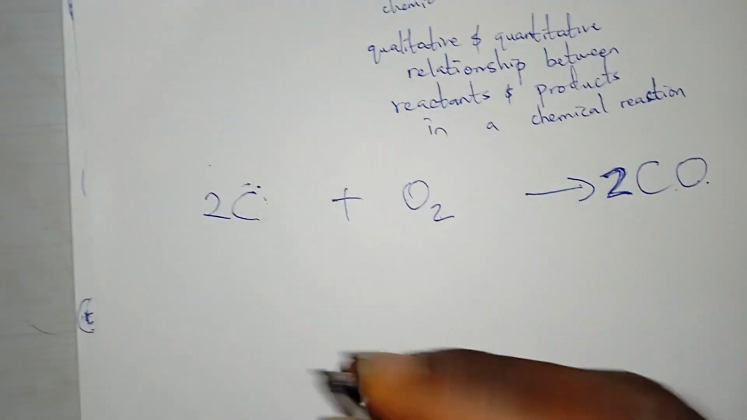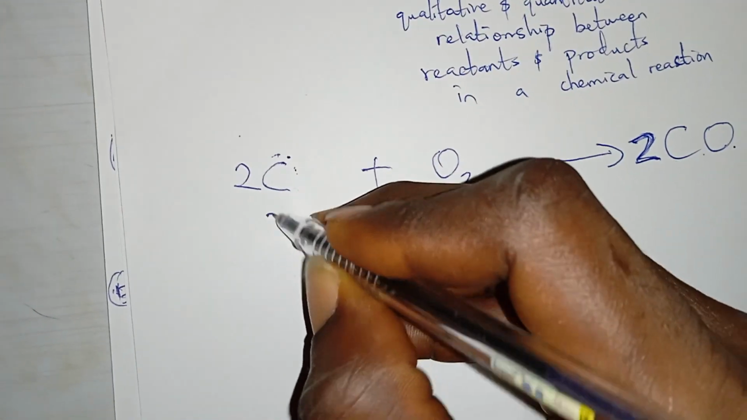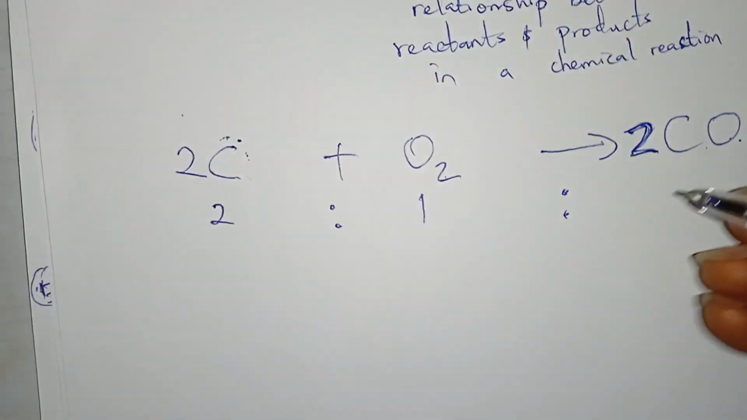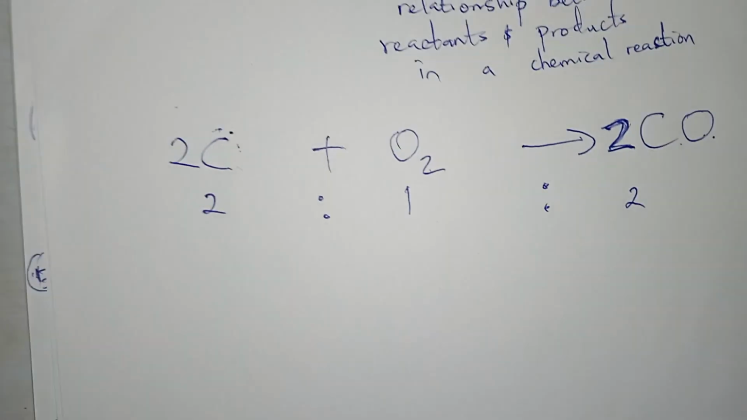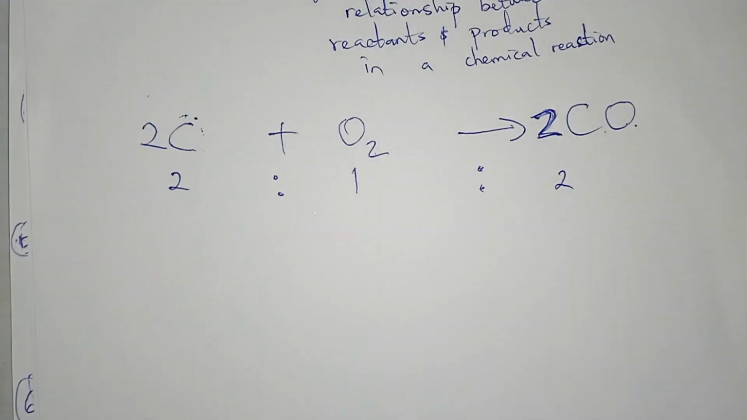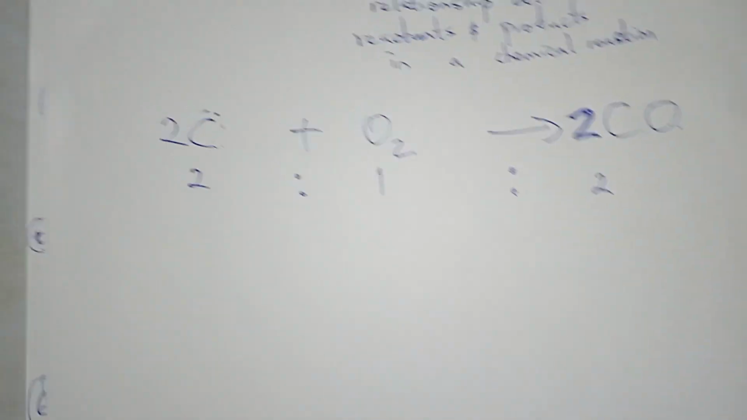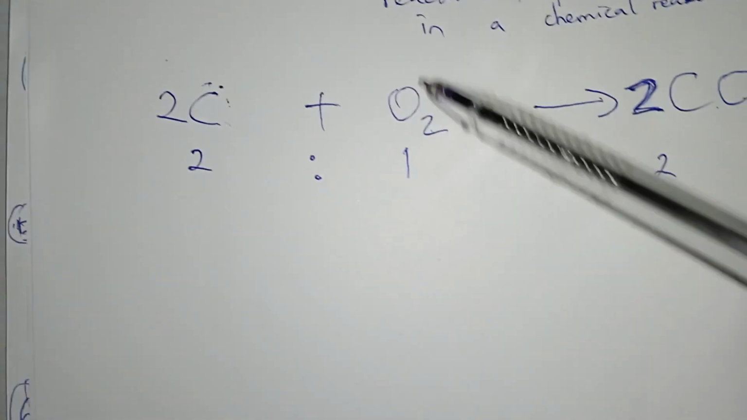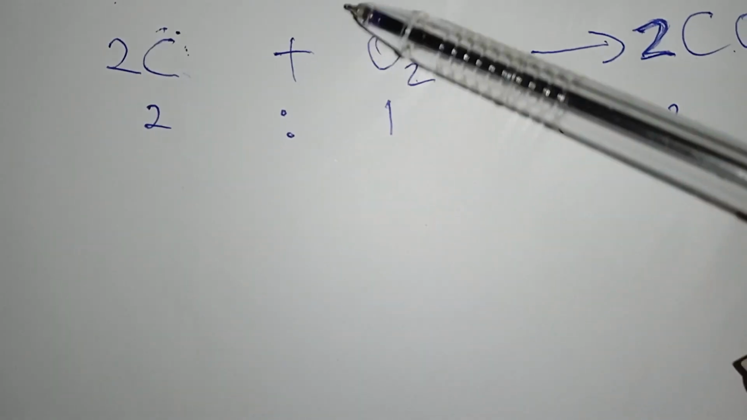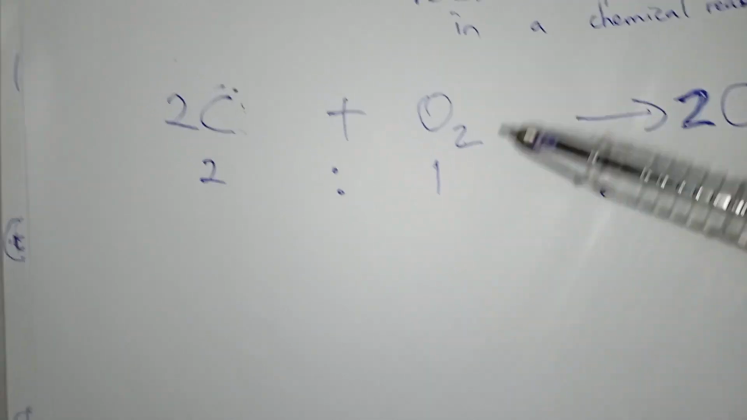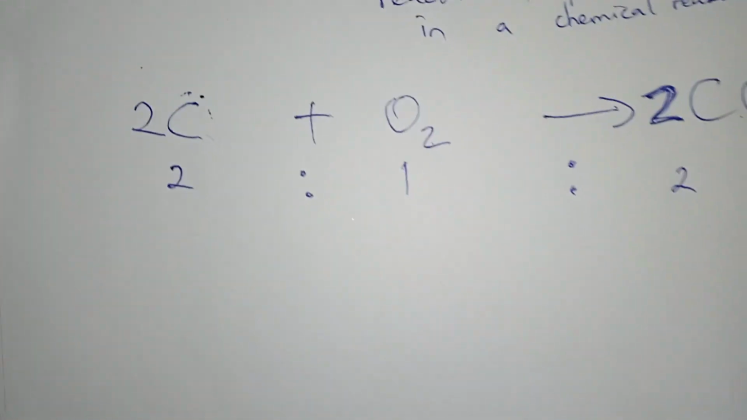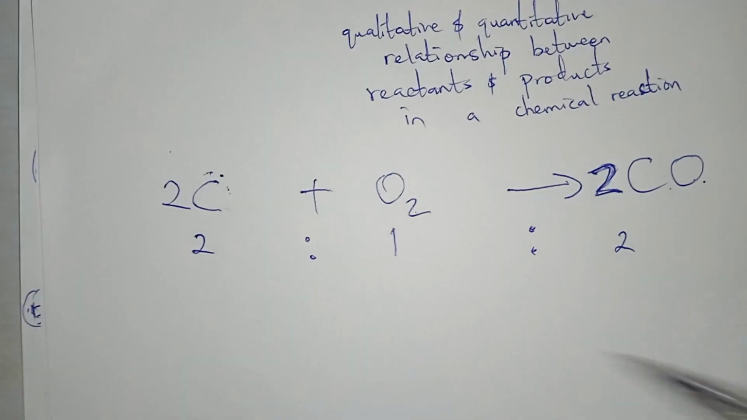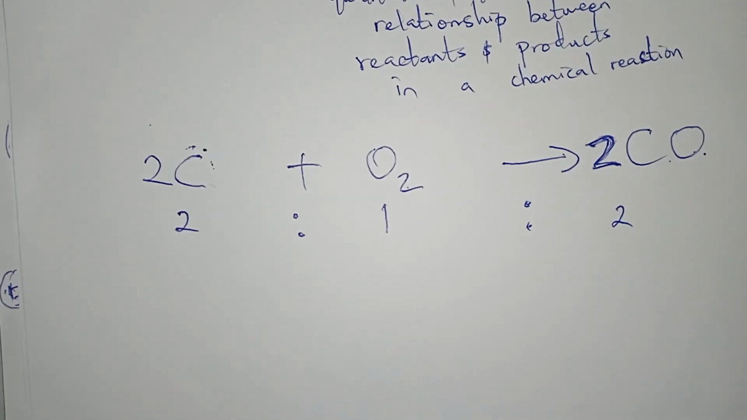So the minute I write this, you need to know that this means 2 is to 1 is to 2. The work of the coefficient is to tell you the amount of mole, or the number of molecules. So the fact that there is nothing before this means that there is an invisible 1 here, which means you have 1 mole of oxygen. So this is your given mole from your stoichiometric coefficient.